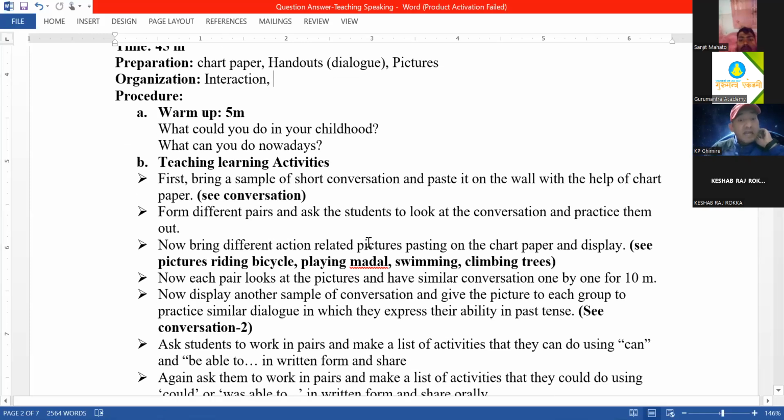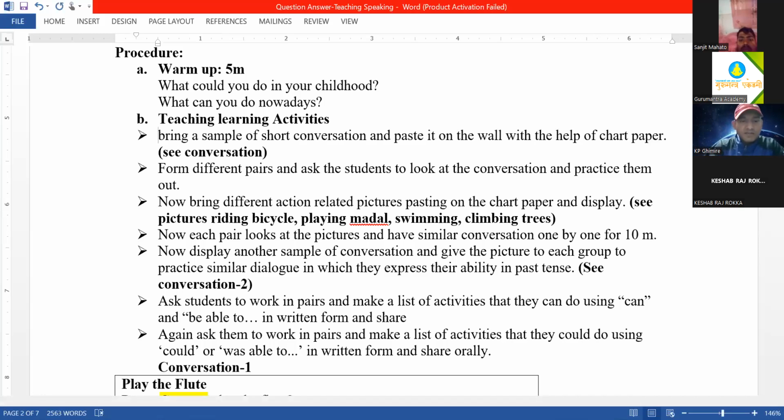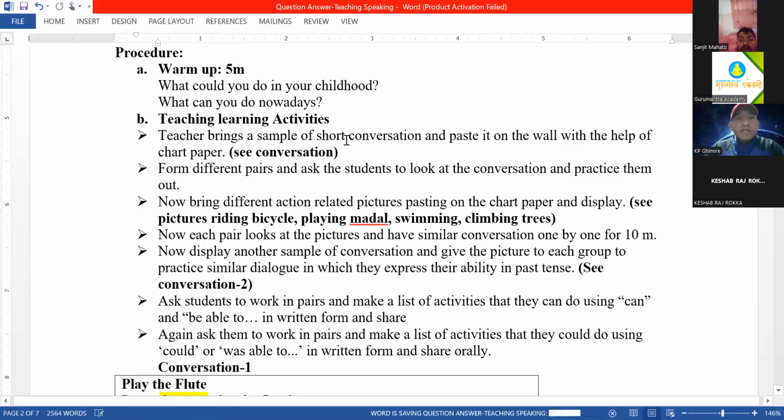See. And the learning outcomes, teaching learning activity is stepwise. You can share in this way. So how? First, teacher brings a sample of short conversation and pastes it on the wall. It is written in a very instructional point of view or imperative form. So first, bring a sample of short conversation and paste it on the wall. So teacher does that. Or you can write your language in this way. Teacher brings, it's better to write in this way, a sample of short conversation and pastes it on the wall with the help of chart paper.